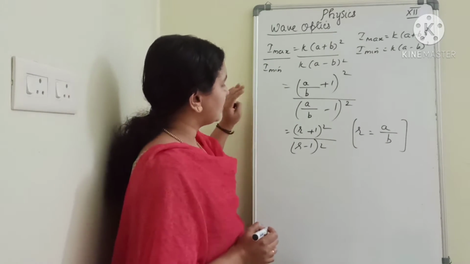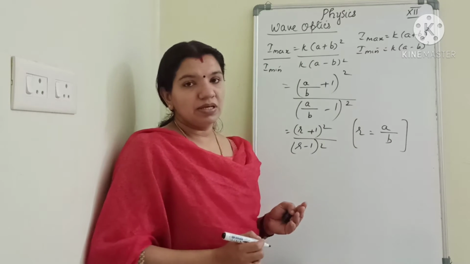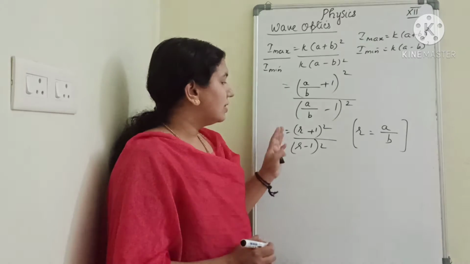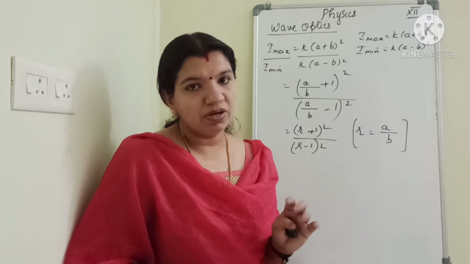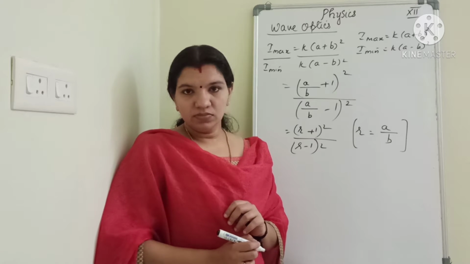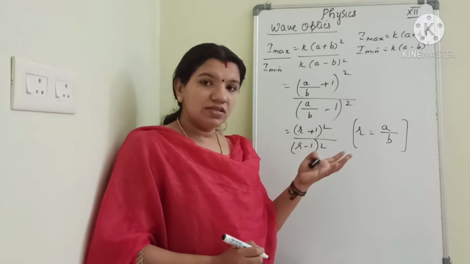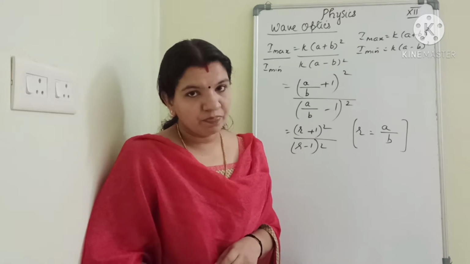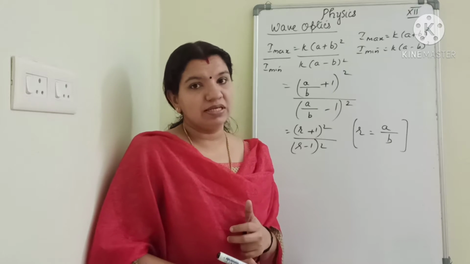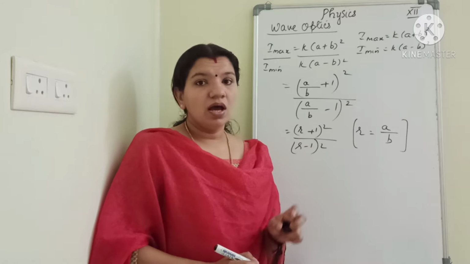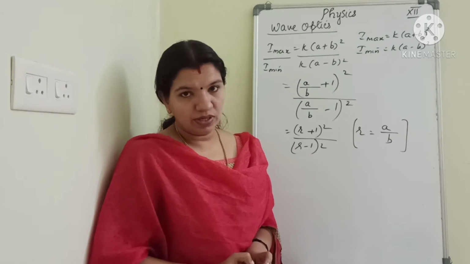So this is the equation connecting the amplitudes and the maximum intensity as well as the minimum intensity of two waves coming from different sources. Clear? This is an important equation. With this equation, so many questions are asked, to find the ratio of the maximum intensity and minimum intensity, or to find the ratio of the amplitudes. One thing will be given, you have to find the other one. So in this way you can calculate.